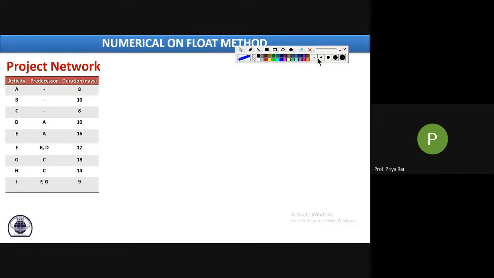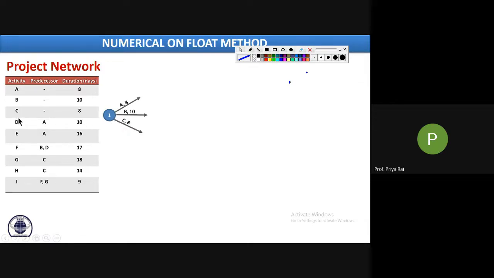So let us draw. This is your event 1. Three arrows will start from this first event: A, B and C. You have to write down the name of the activity with the duration. Is it clear, everyone? Yes, ma'am. Okay, very good. So A, B and C.